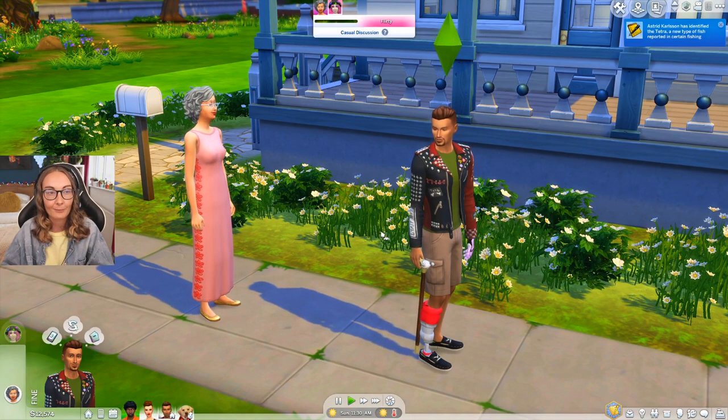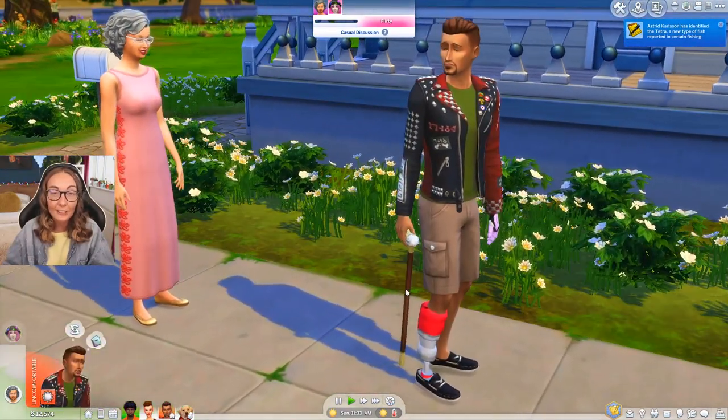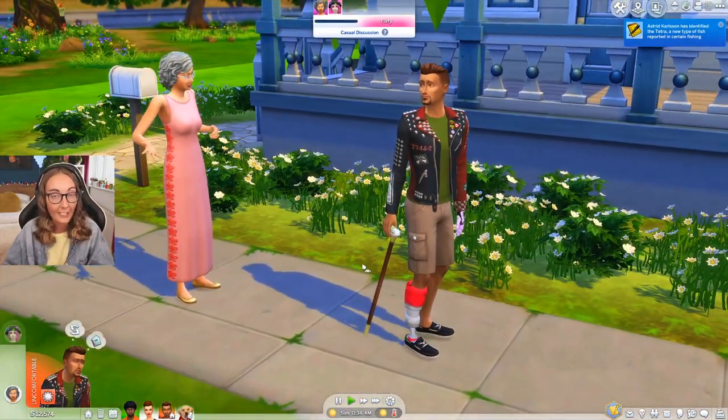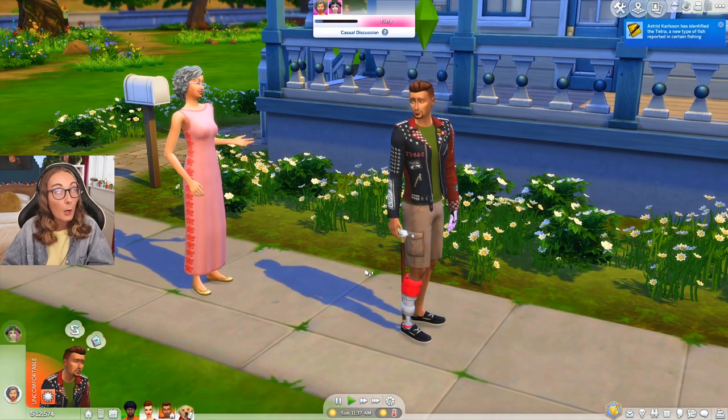Obviously, these are all custom content and the creators have tried their hardest. And I just really appreciate the fact that we can now have walking sticks in the game, even if every so often it can get a little bit dangerous.